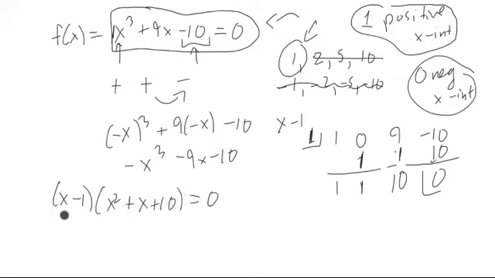This is awesome because we already know one of the solutions. If we set this equal to 0, either this factor is 0 or that factor is 0. When this one's 0, it's pretty clear. X is 1. That's one of the solutions. Now to get the other solutions, we just need to solve this as an equation right here.